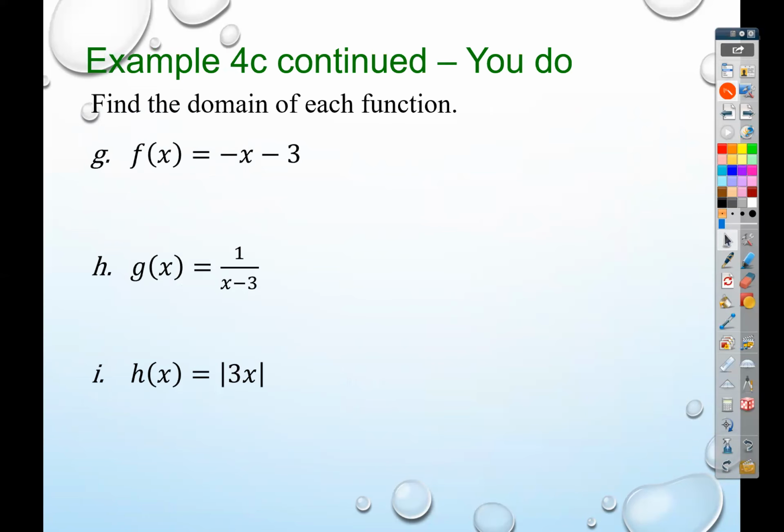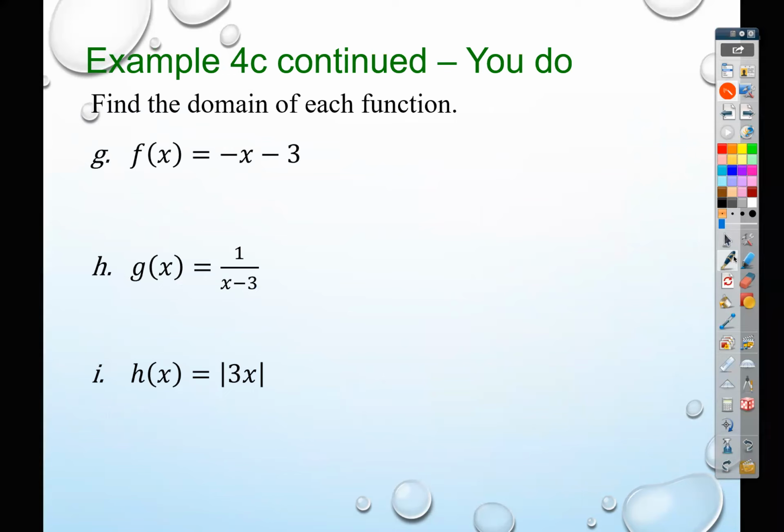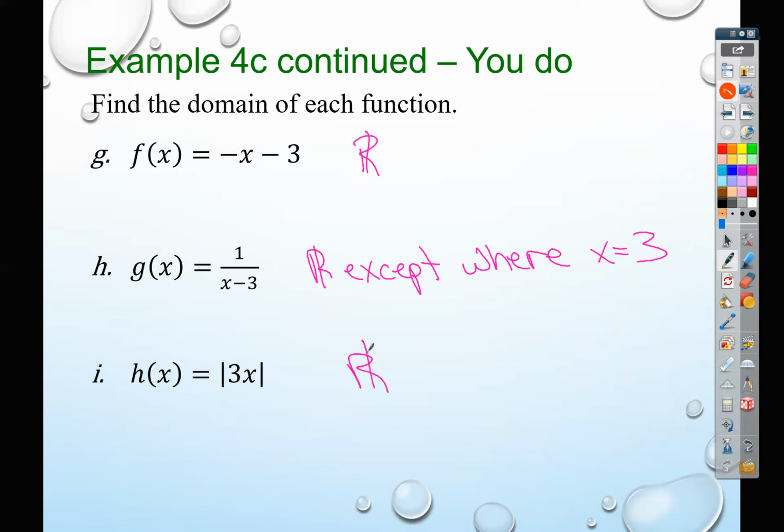So, okay, let's go ahead and do some of these. Find the domain. Go ahead and pause it. Okay, so G would be all reals. H would be all reals except where x equals 3. Because if x equaled 3, the denominator would equal 0, and you can't have that. And then letter I is all reals also.